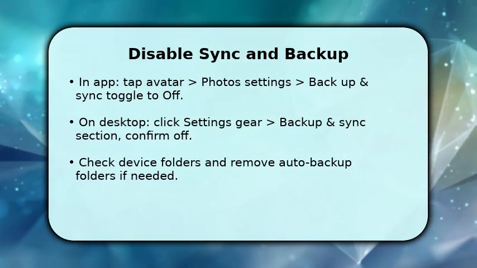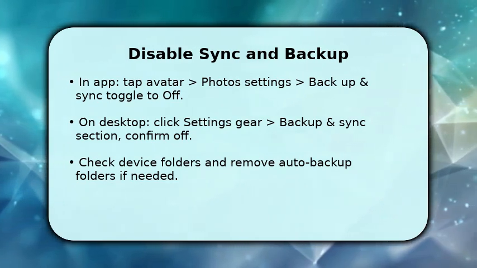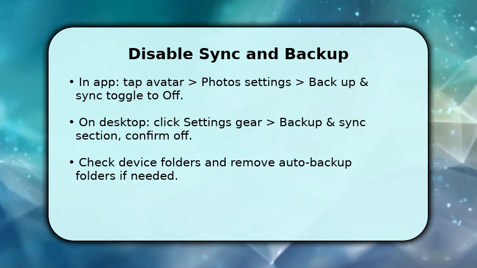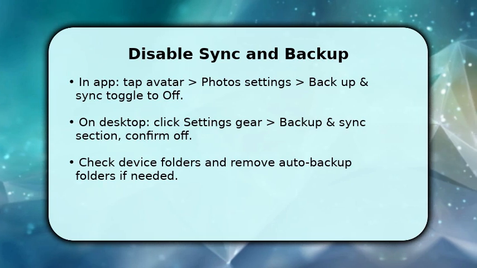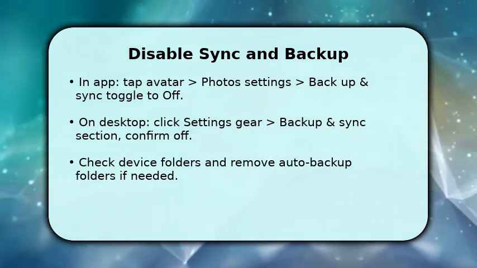Now you'll turn off continuous backups so Google Photos stops syncing new images. On mobile, tap your avatar, go to Photos settings, then Backup and Sync and toggle it off. Make sure the toggle shows disabled. On desktop, open Settings, gear icon, and verify Backup and Sync is off for that account.